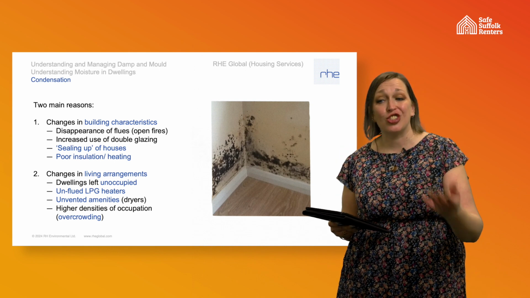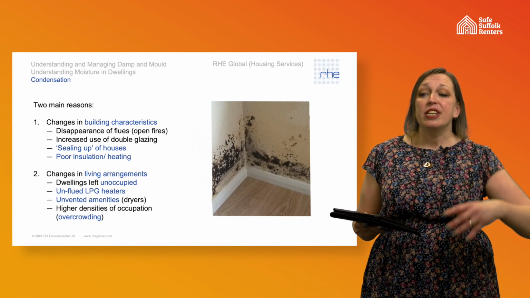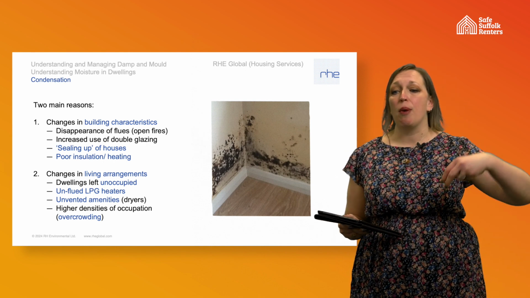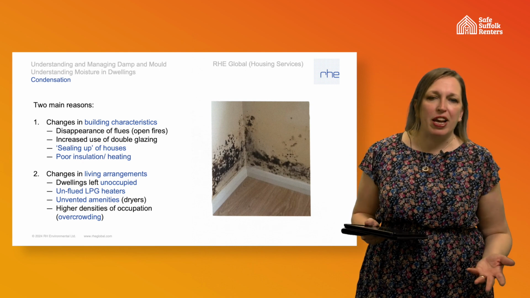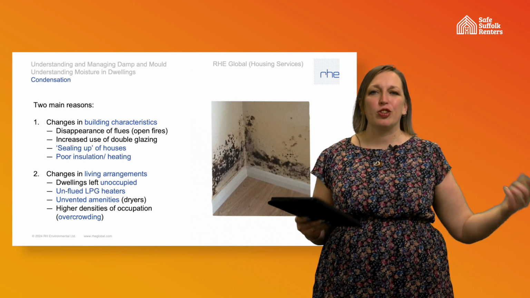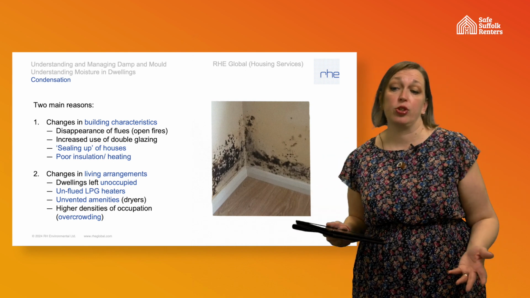And we've also got changes in living arrangements, so our dwellings being left unoccupied during the day, different types of heating systems, more frequency of clothes washing, and we have higher density of occupation. Cost of living crisis, lots of people with their children staying at home longer to reduce costs of housing.